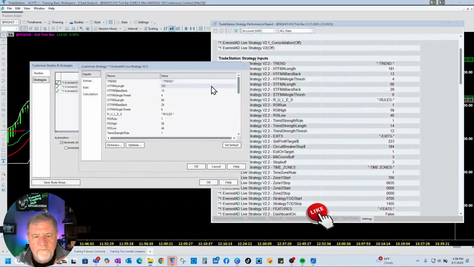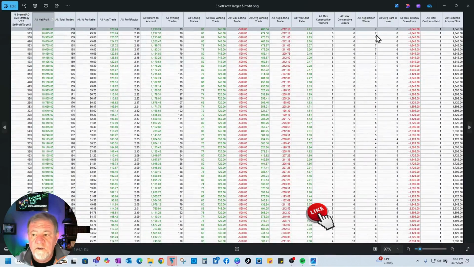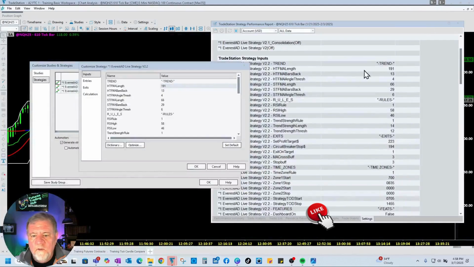Okay, let's go to another one. Let's see what the next one on the list is: set profit target. This is a good one. Now, when I exit a trade, right now it's set to 223. So I'll trade until it hits $223, and then I'll get out of the trade. You can't get greedy. How many times has that caught you? How many times has that bit you in the butt, right? So I have a circuit breaker stop at 194.